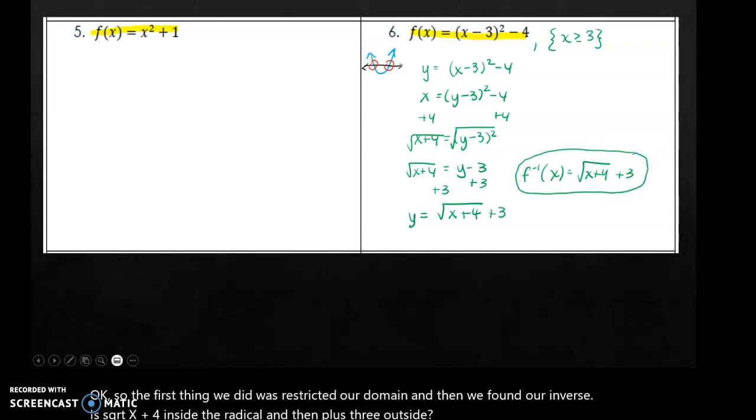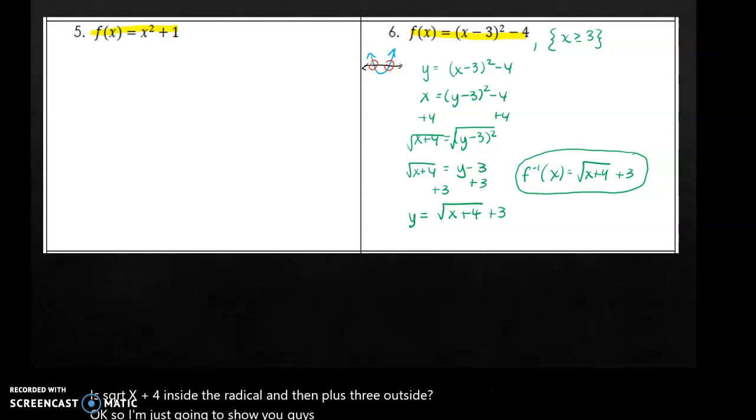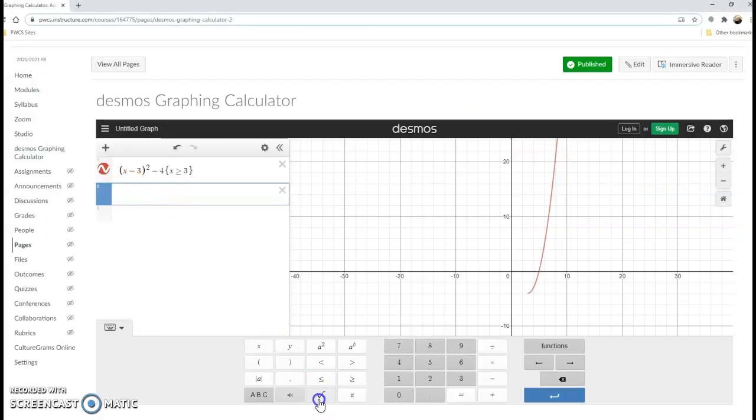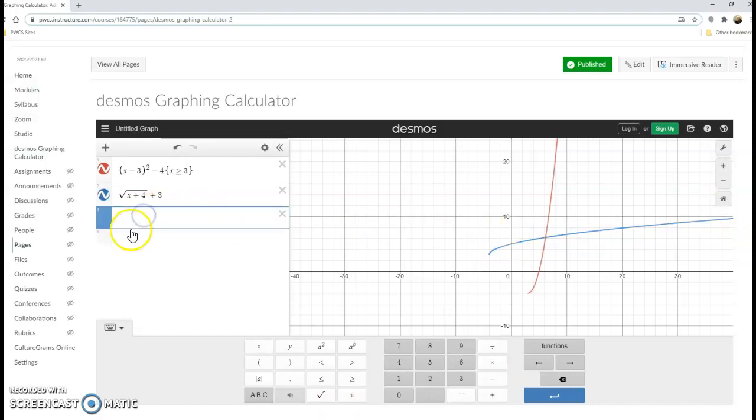Okay, so I'm just going to show you guys real quickly in Desmos. Here we are back in Desmos. I'm going to type in the equation of what I believe is my inverse, which is x plus 4 inside the radical and then plus 3 outside the radical. And it is graphed in blue. And the last thing I'm going to type in is the graph of y equals x because we learned in the preview lesson that the graph of a function and its inverse are always the reflection across the line y equals x. So we can see that the red and the blue are definitely reflections of each other across this line y equals x in green.